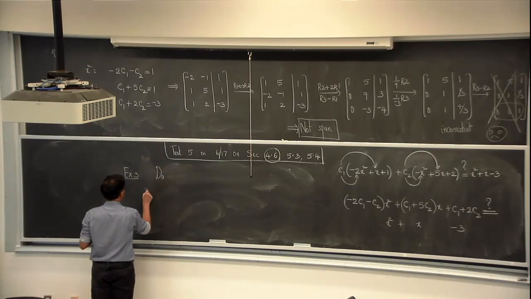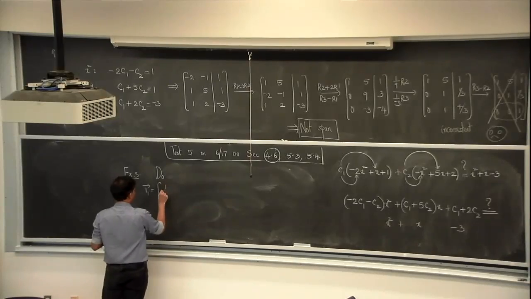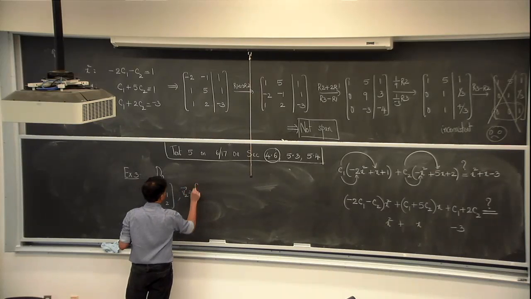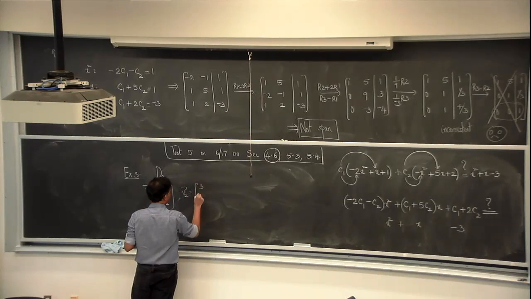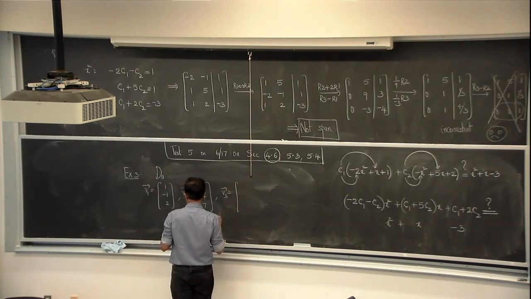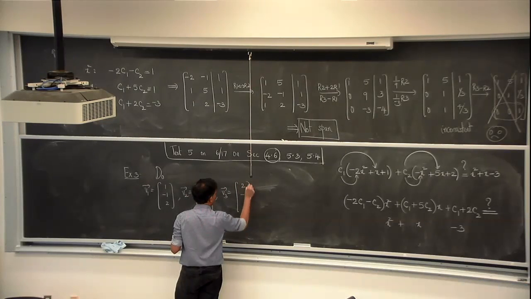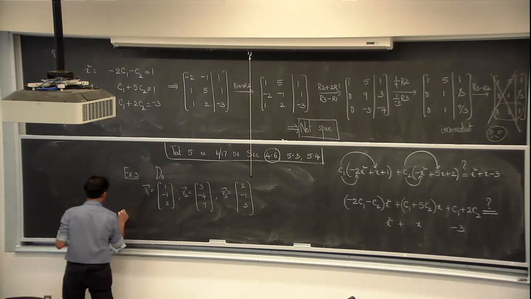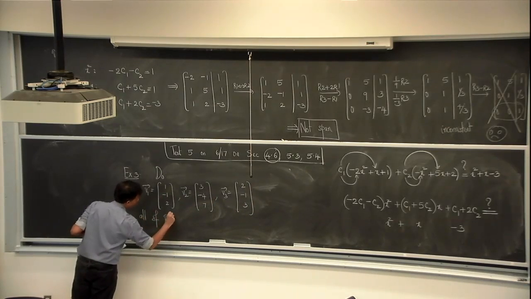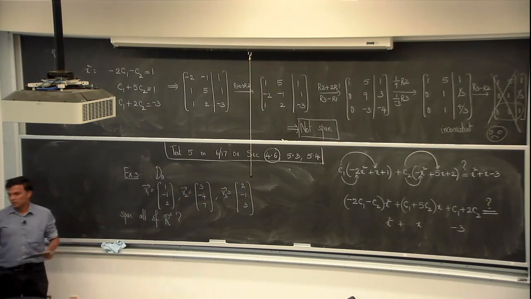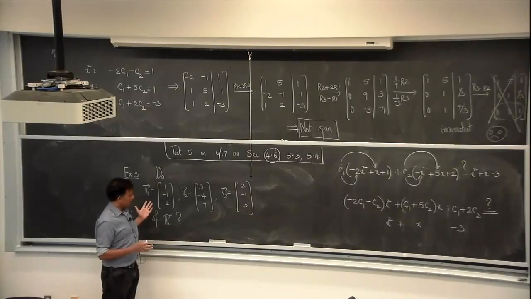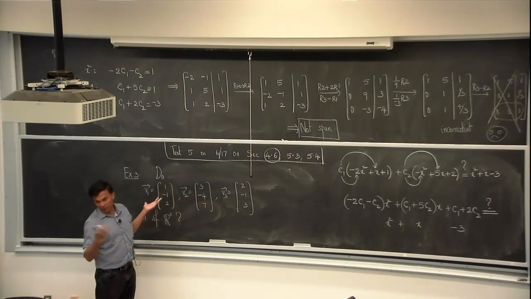Do the vectors v1 equal to 1, -1, 2, v2 equal to 3, -4, 7, and v3 equal to 2, -1, 3, span all of R3? When a question says all of R3, that means you take any vector in R3, you should be able to write it as a linear combination of these three. I don't know, maybe it's possible, maybe it's not.